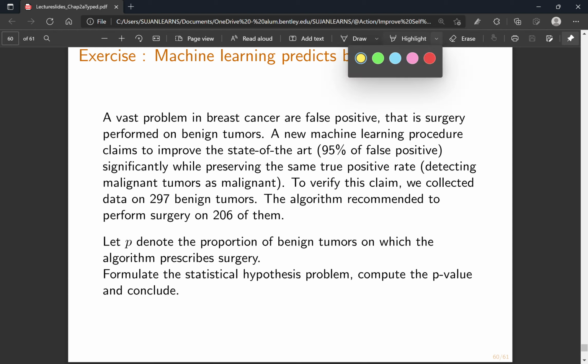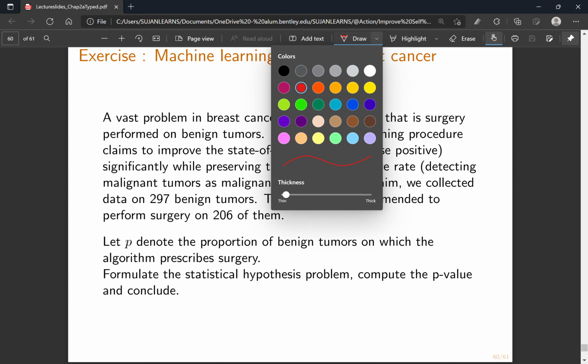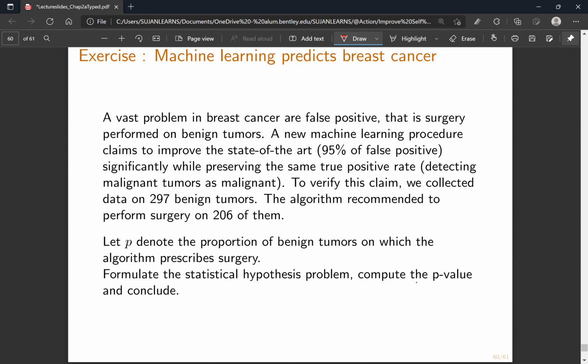Let's not highlight, let's draw, and use this pen. So 206 divided by 297. What is this? 69%? It seems the algorithm has a reduced false positive rate of 69%.